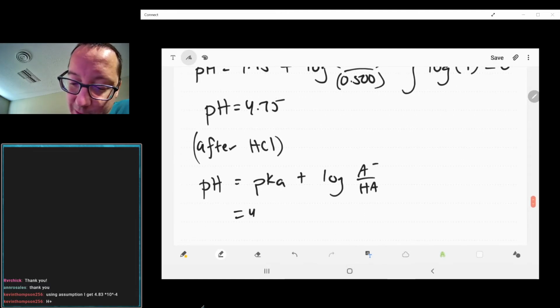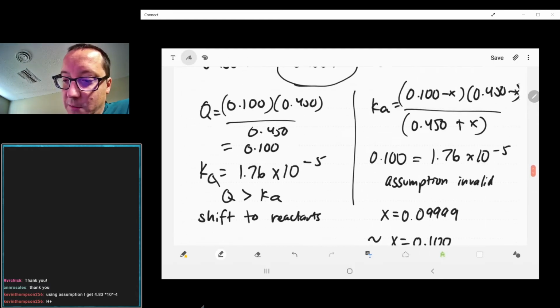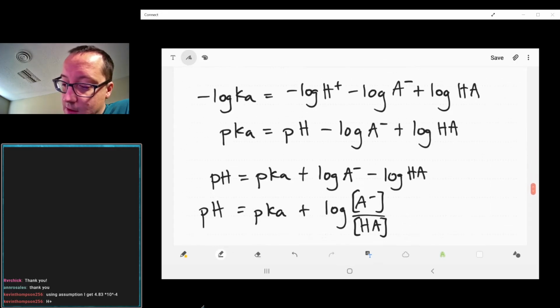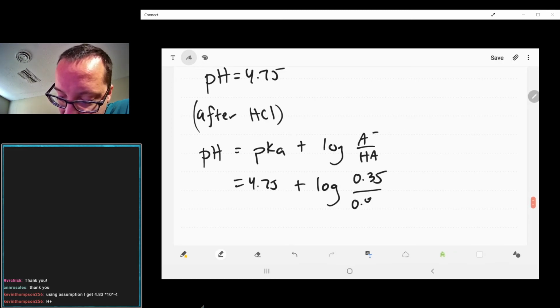Again, we're going to have 4.75. But let's go ahead and look now at our actual equilibrium concentrations. For our acetate ion, our A minus, we ended up subtracting 0.1, so we have 0.35 then of acetate, and we have 0.55 of the acetic acid. So 0.35, 0.55.